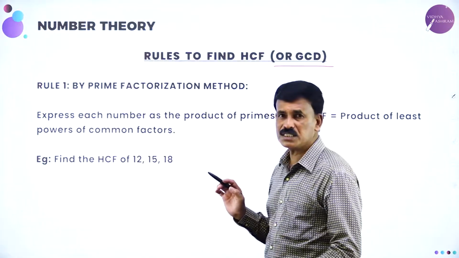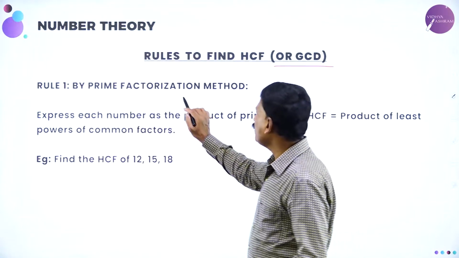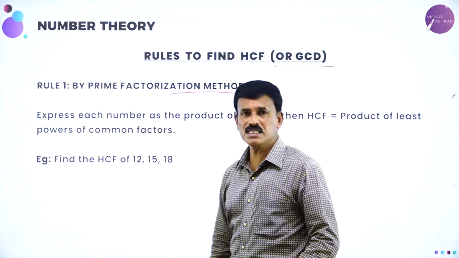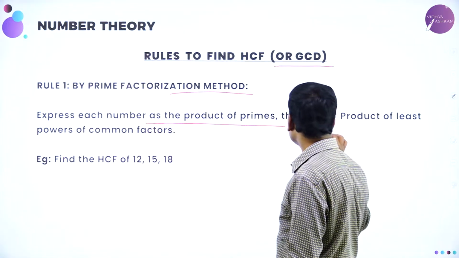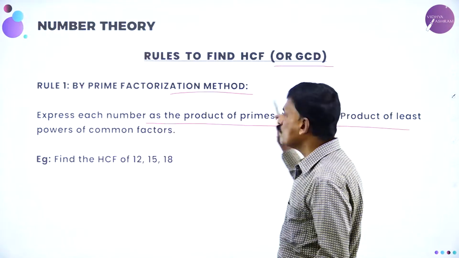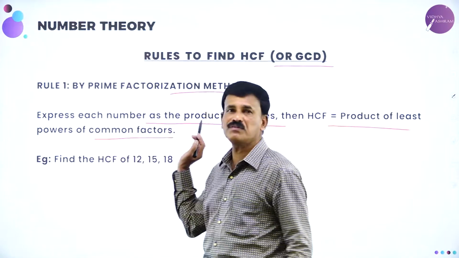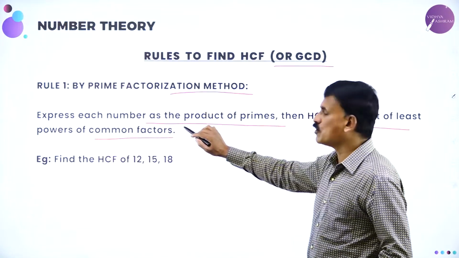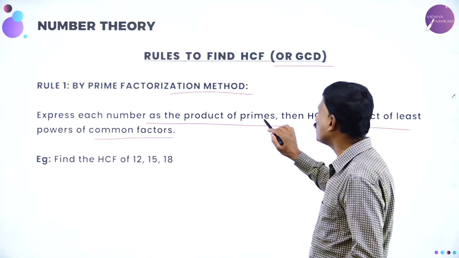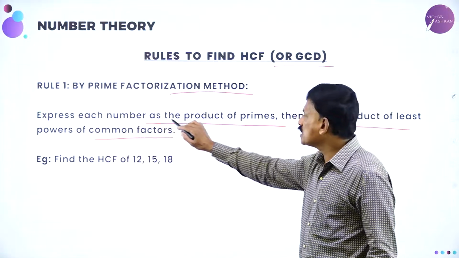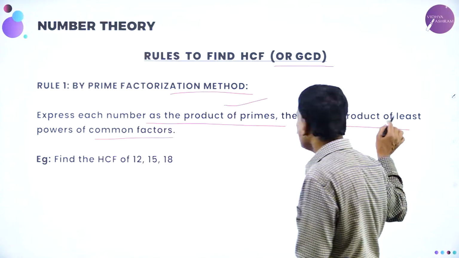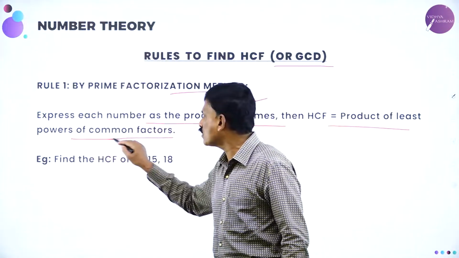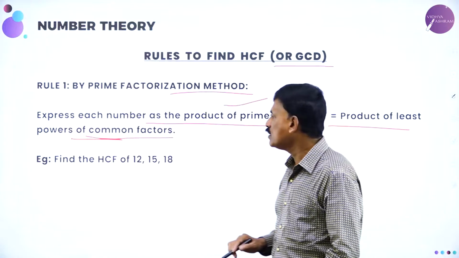How to find the GCD? By the prime factorization method. The first method is the prime factorization method. Express each number as the product of primes, then HCF is equal to the product of the least powers of the common factors. This is very important. How to find the highest common factor HCF? Just express each number as the product of prime numbers, then HCF is equal to the product of the least powers of the common factors.